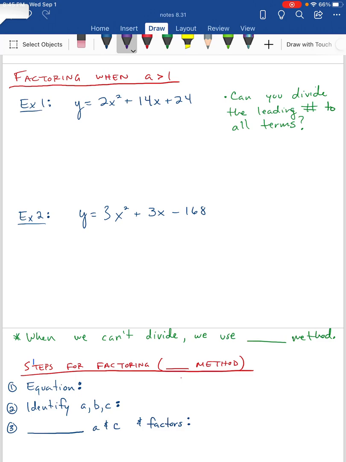We are still going to use that same chart with the B and C value to let us know what signs we are going to use for our factors. So you can refer to that as well.